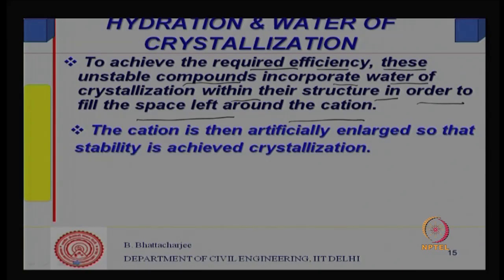And cement is like this. The cation is then artificially enlarged, so that stability is achieved by crystallization. Therefore, you can see why cement readily takes water and reacts with water. It gets hydrated quickly because its cation sizes are small and anion sizes are large. Therefore, it can readily take water and react with water, and water of crystallization and hydrates are formed.